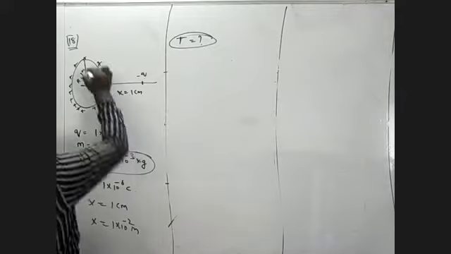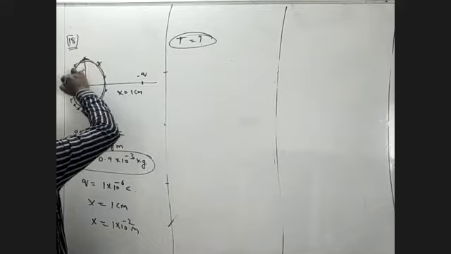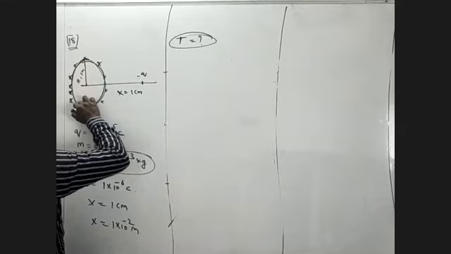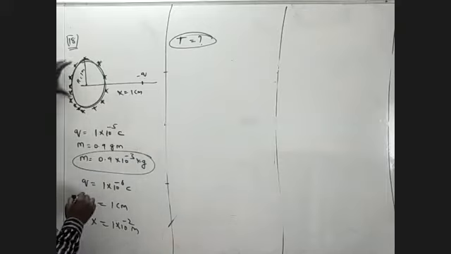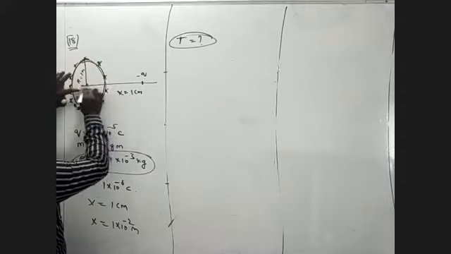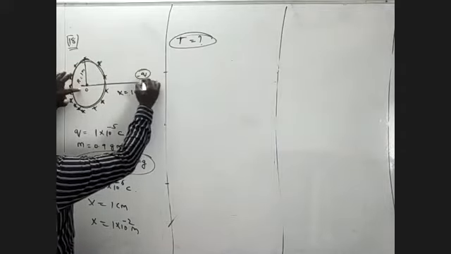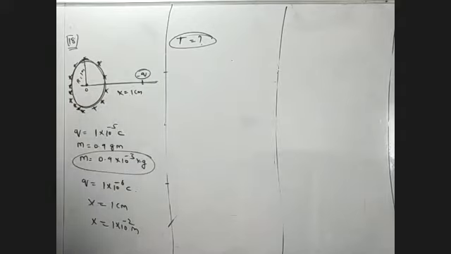Actually, this is a ring having positive charges. This is the center of the ring, this is the radius of the ring, and this is the x-axis. This is the negative charge, placed on the axis. The distance between the center of the ring and the position of the negative charge is x equal to 1 centimeter, and R is equal to 1.